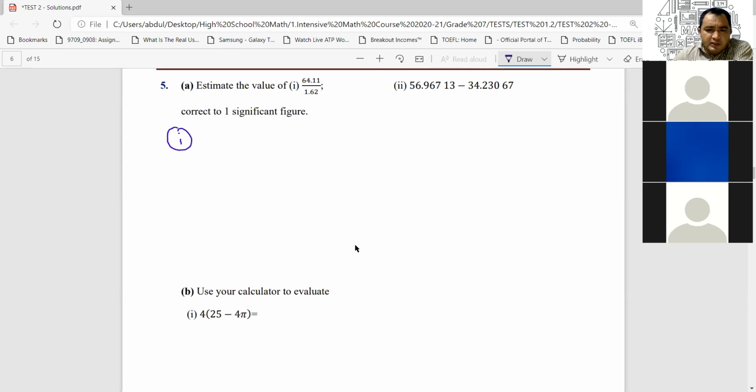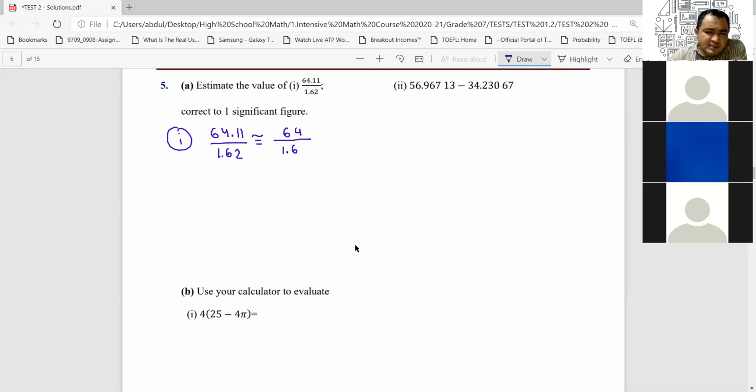Question 1, here we have 64.11 over 1.62. So we have to estimate in such a way that I can divide these numbers, I mean this 64 something by 1.62, easily. So I can estimate like this. Here 64.11 is very close to 64, and 1.62 is close to 1.6. If you estimate with 2, your error will be very big.